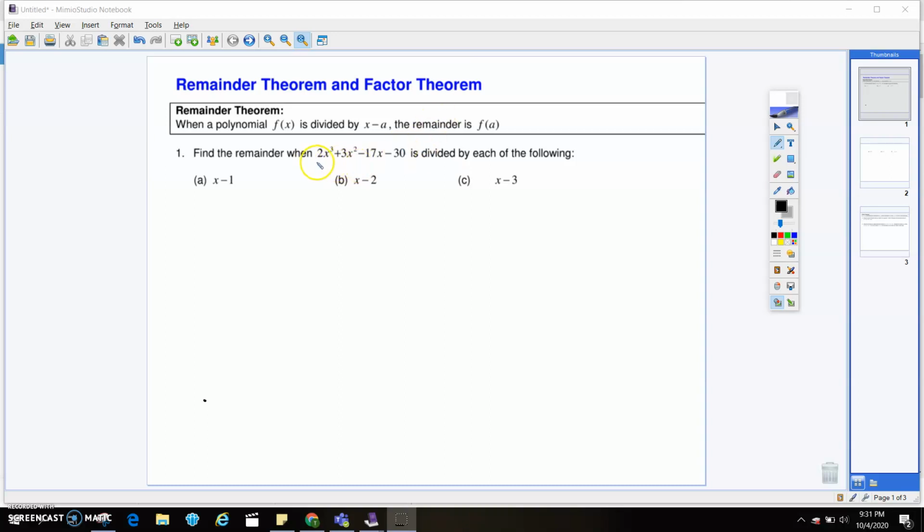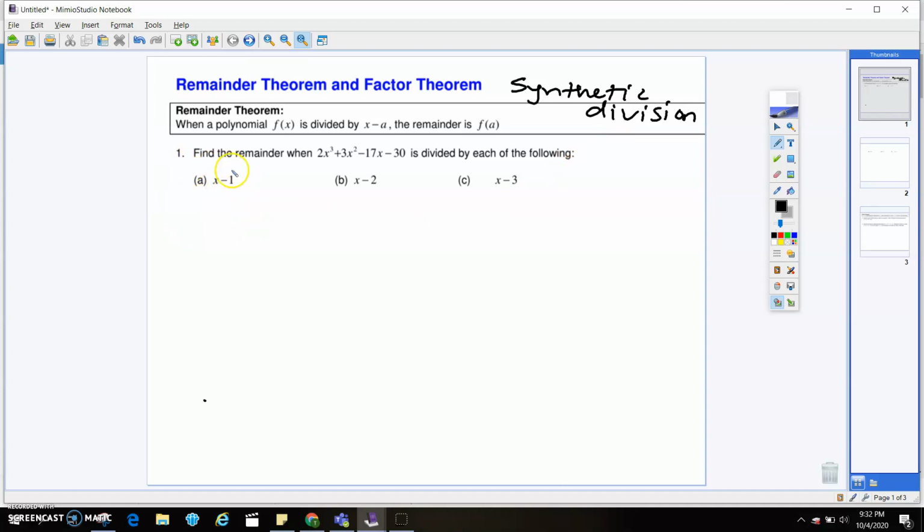So as you can see, here's our polynomial. And we're already in standard form, so that's great. But we've got it divided by x minus 1. So in this case, we're going to be able to use synthetic division. Remember, synthetic division from last week. And if you didn't watch last week's videos, you need to make sure that you watch it, okay?